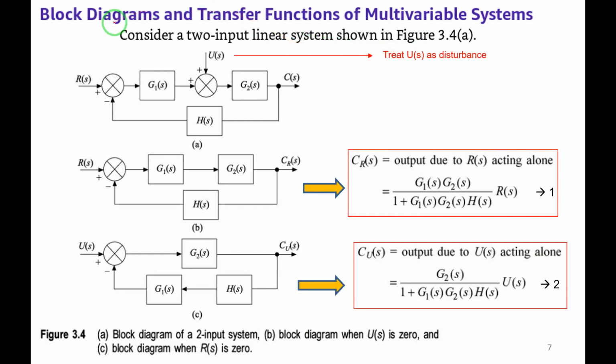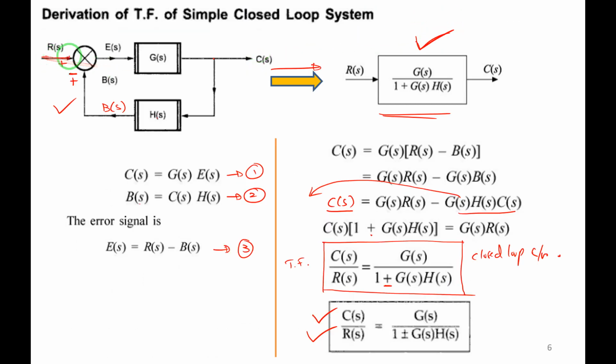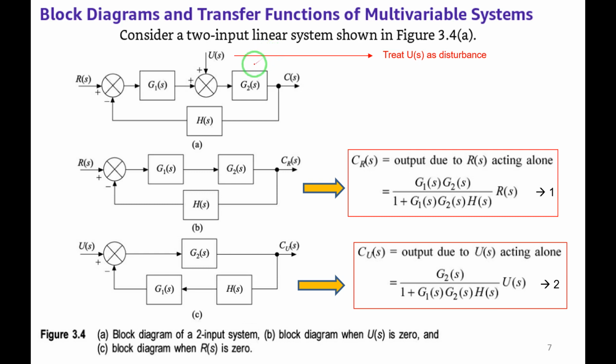Block diagrams and transfer functions of multivariable systems, right? We'll see. We have seen there is only one input and one output. Suppose there are more than one inputs, what to do? That we'll see next. Block diagram and transfer functions of multivariable systems means more than one input. Here, for example, we'll consider a two input linear system. There can be three inputs, four inputs, five inputs, and so on, multiple inputs. But what we are studying is a two input system.